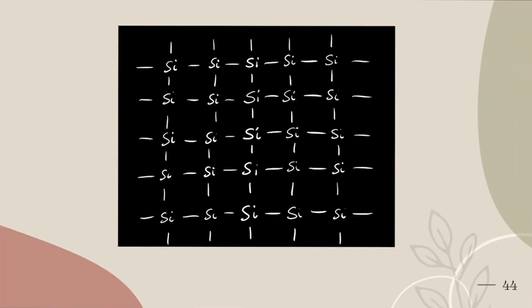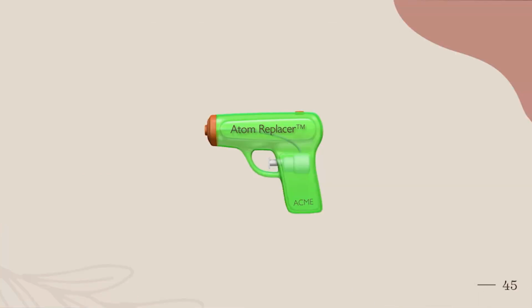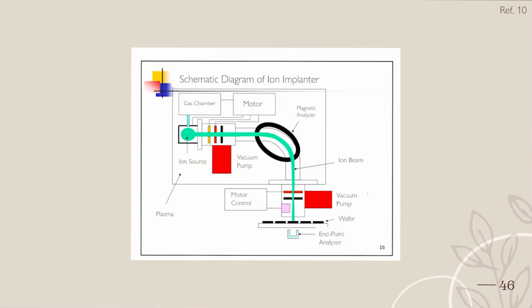Step 5, ion implantation. Remember this from earlier where we changed out our phosphorus atoms? Yep. There's no atom replacer. It's not a real thing. I'm sorry. This is from NTU. If we translate it, still makes no sense.